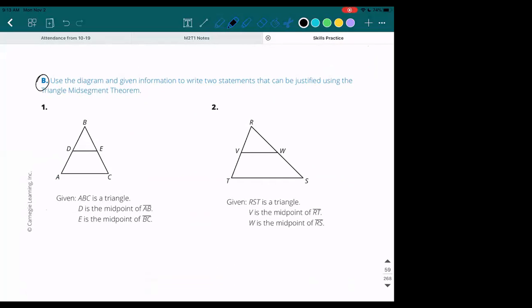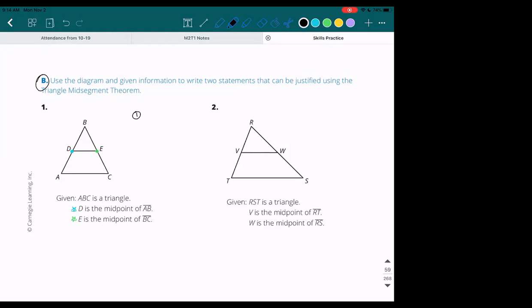It is given that ABC is a triangle and that D is the midpoint of AB and E is the midpoint of BC. So let me just put a star here. This is the midpoint of AB and E is the midpoint of that side of the triangle. So we have two midpoints, which means we've made a mid-segment when we connected them. The statements that you can write about this, there's two things.